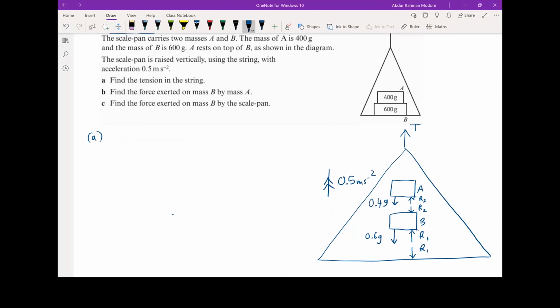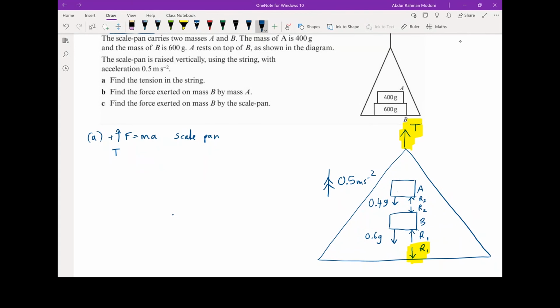Okay, so if I just consider F equals ma on the scale pan, take up as positive, and I'll just make a note, this is the scale pan. Then I will only look at the forces felt by the scale pan. So there is a T on the scale pan, and we can see that there is an R1 felt by the scale pan. They're the only arrows which are on the scale pan, so they'll be the only forces felt by the scale pan.